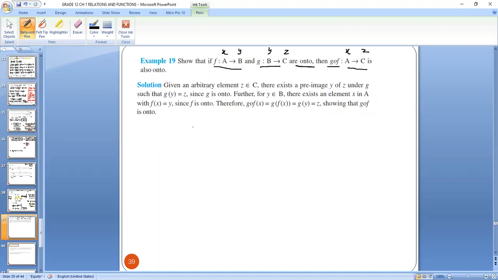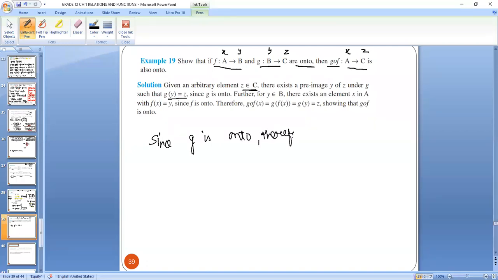So हमें ये prove करना है. So what we are saying, writing, let an arbitrary element Z belongs to C. We are taking any element Z which belongs to C. If Z belongs to C, and G is onto, then this means there exists a pre-image Y of Z under G such that G of Y is equal to Z, since G is onto.